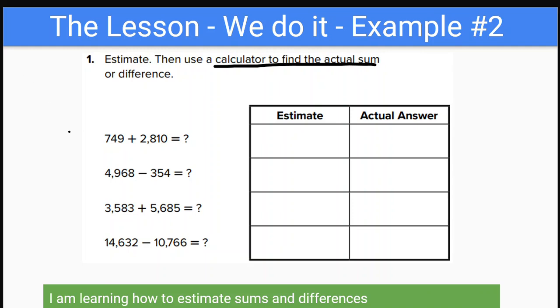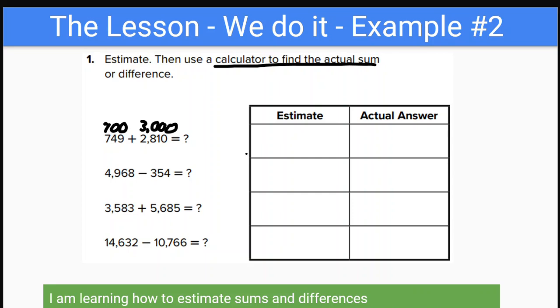Well, for me, I still like estimating over rounding, okay? This says 749, and geez, that's kind of in the middle, but it was closer to 700, barely. And this is 2,810. I like to call that 3,000 because that's not so far away, right? And now we just add them together.